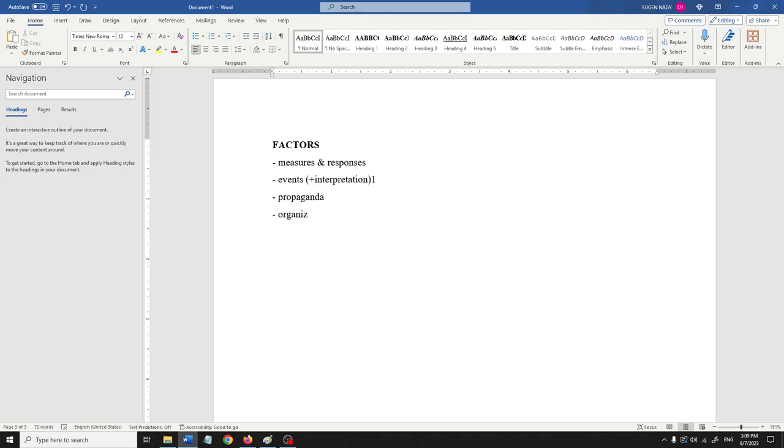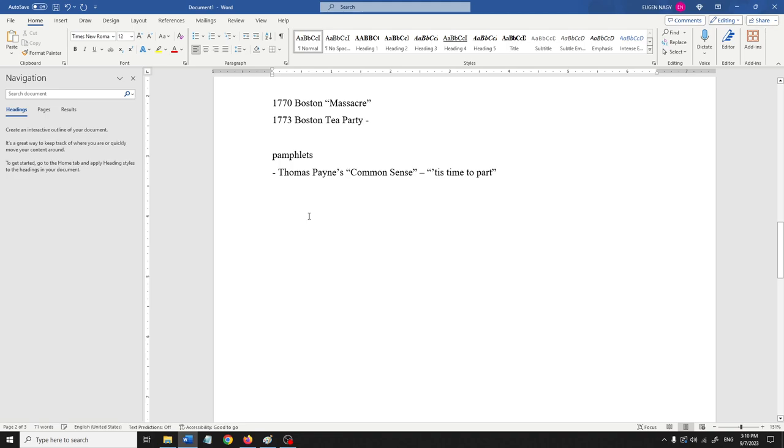Organization, organizing, i.e. what? Creating institutions that would support the whole impetus towards separation. And, you know, famously, you have all these organizations that will form in every colony or most colonies, like the Sons of Liberty, all kinds of cool names.